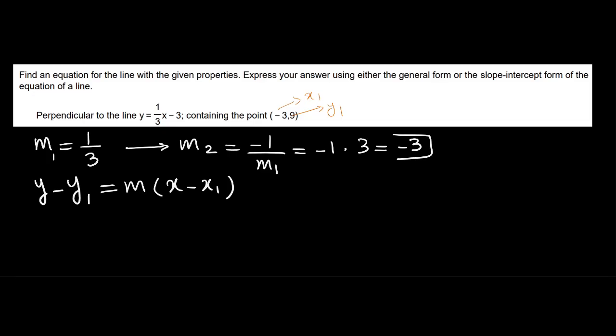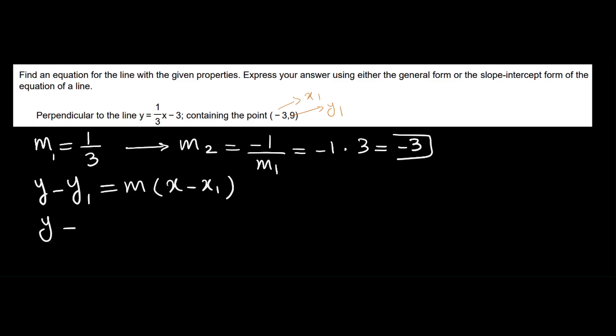Here we have x1 as -3 and y1 as 9. So it's not similar to the previous question, because in the previous question, x1 was 0, and I mentioned that the y-intercept is 0 because the point was (0, 0). Here, we definitely need to plug into the point-slope equation, and if we want to write it in slope-intercept form, then we need to simplify.